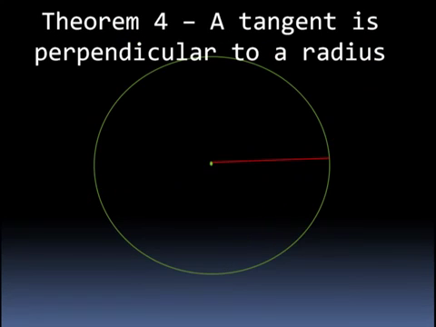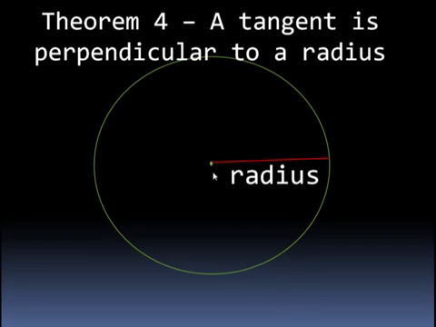Now circle theorem 4. This one states that a tangent is perpendicular to a radius. What does the term perpendicular mean? Well, the term perpendicular simply means that the tangent will meet the radius at 90 degrees. When two lines are perpendicular, it simply means that those two lines meet at 90 degrees.